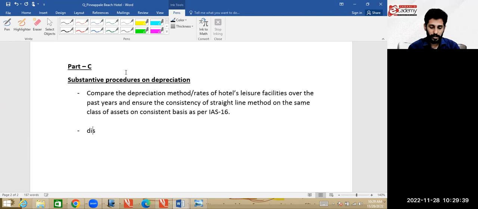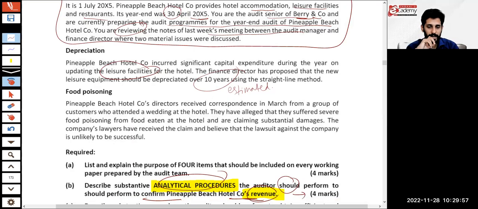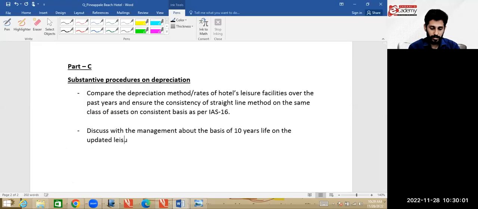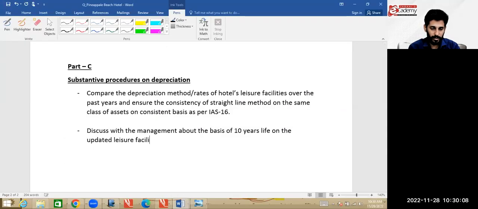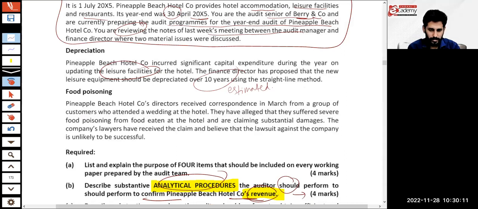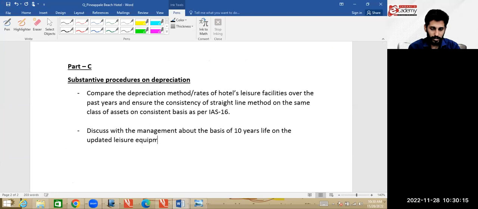And you will have to discuss with the management about the basis of the 10 years life on the updated leisure facilities, the new leisure equipment. On the updated leisure equipment, you will have to discuss, because depreciation is obviously based on the useful life. So you will have to discuss with the management about the basis of the 10 years life on the updated leisure equipment and ensure that the assumptions are reliable.